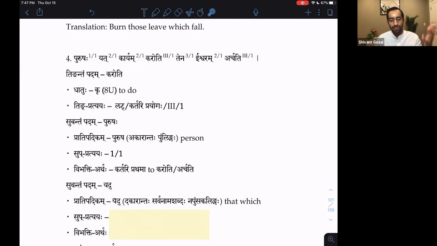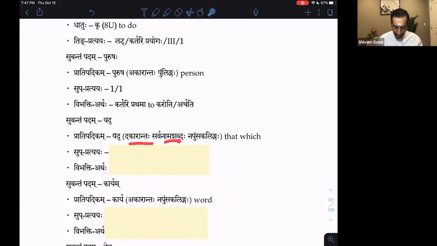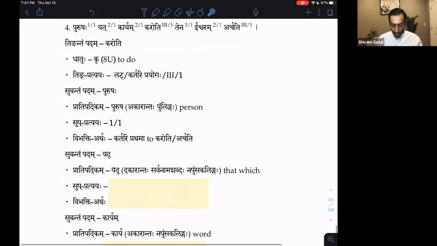Yat karyam. We can either take karyam first or yat. Here, let's just go with yat. Yat is, right, dakaranta sarvanama shabda napumsakalinga, meaning which, that which. Right? Yat can be either 1-1 or 2-1. But we know person does. We wouldn't say that which person does, right? I mean, it could go with purusha potentially, but here it's going with karyam. So this is going to be 2-1. Karmani ditiya.